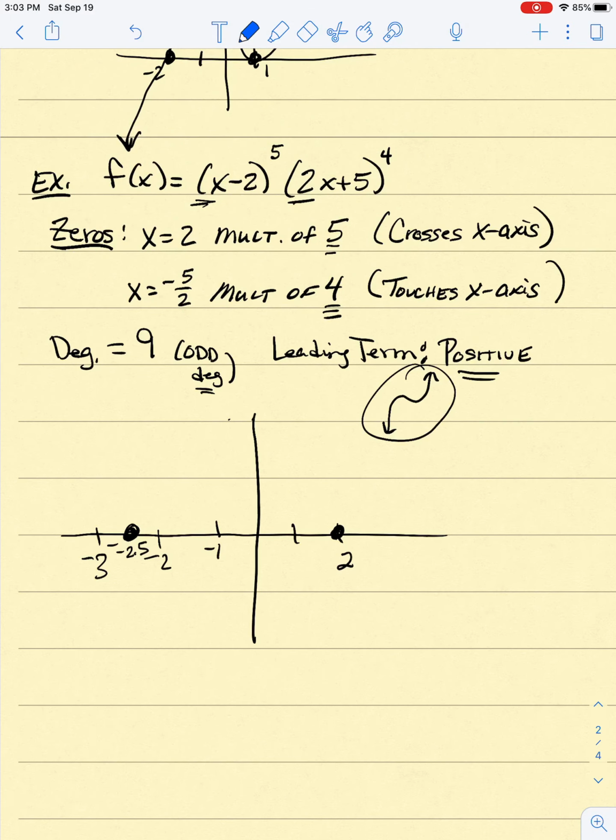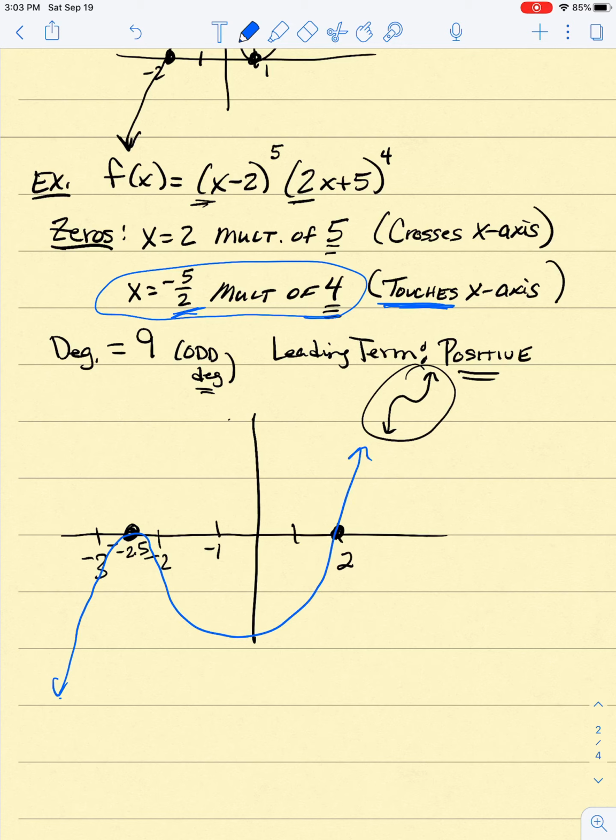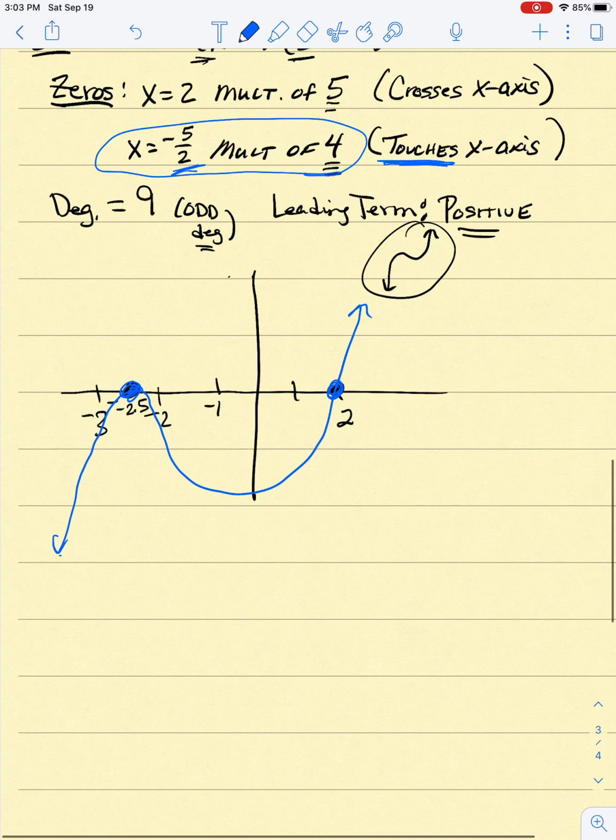Okay, let's do this again. So we have a multiplicity that's even. We need to just touch at -2.5. So here we come. Up here, touch. Come down the other way. And now we have an odd, so we will cross. And that's something that our graph could look like. Okay, sorry for that little interruption there.